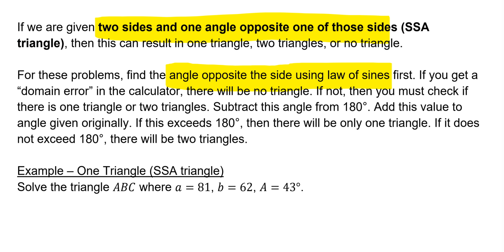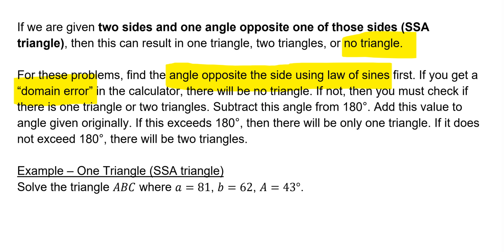And when you try to do this using law of sines in the calculator, if you end up getting a domain error, that means there's no triangle. So as soon as you do this first step, if you get a domain error right away, that means there's no triangle, which is honestly good because then you're done. You just say no triangle is possible, and then you don't have to do anything else.